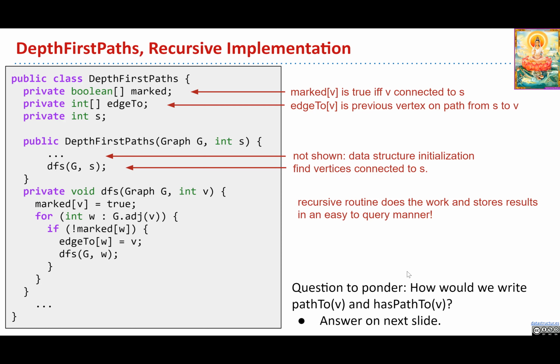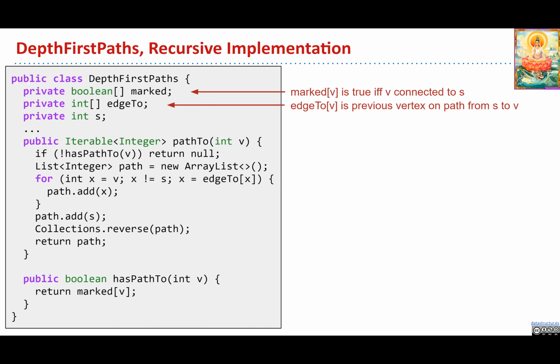So how would we write path 2 and has path 2? It's a question you might ponder. It's not a thinking question during lecture, but you, video viewers, you can try if you want. So what it might look like is something like this. So has path 2 is very easy. You just ask, is it marked? And then path 2 is a little more complicated.